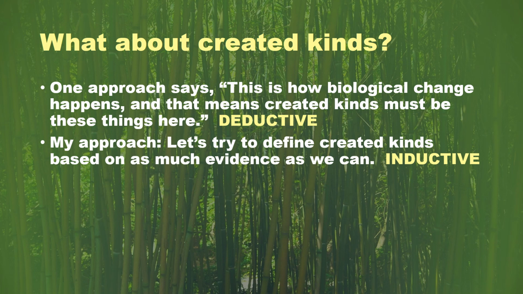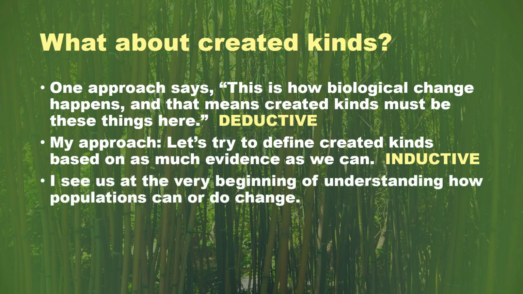Now, I'm not saying that any of these approaches are better or worse. They have their disadvantages, of course. I do, however, think the deductive approach tends to be a little too focused on mechanism. But ultimately, I see us at the very beginning of understanding how populations can or do change. I think we're just now sort of starting to explore this with modern technology and applying it to created kinds. Well, we could come up with some surprises, and I think we will.